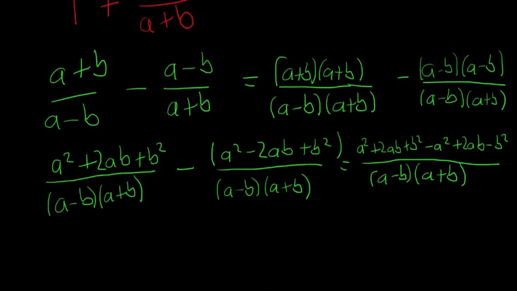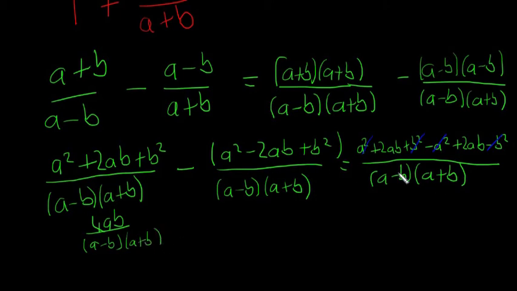So I'm actually just going to use a blue pen here. There's going to be an A squared and a minus A squared, so they're going to be gone, and a plus B squared and a minus B squared. So in the last line, I'm just going to squeeze it in green again, it's going to be 4AB over A minus B and A plus B.